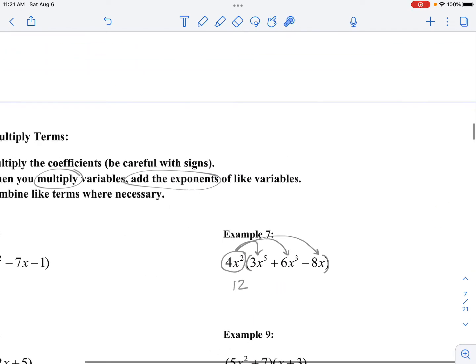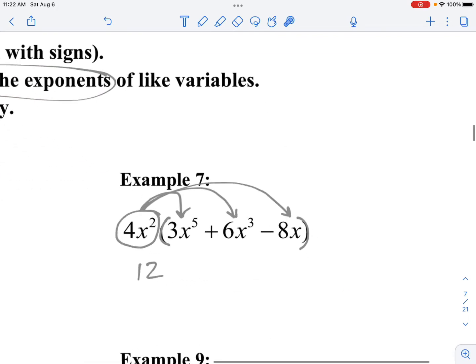And up here I did say when we multiply variables, that means you add the exponents. So I'm taking my x squared and I'm multiplying it by x to the fifth, what that means is x squared is x times x, right? And when I multiply it by 5 more x's, you can just count how many there are total. You're just adding 2 and 5. That means there's 7 altogether.